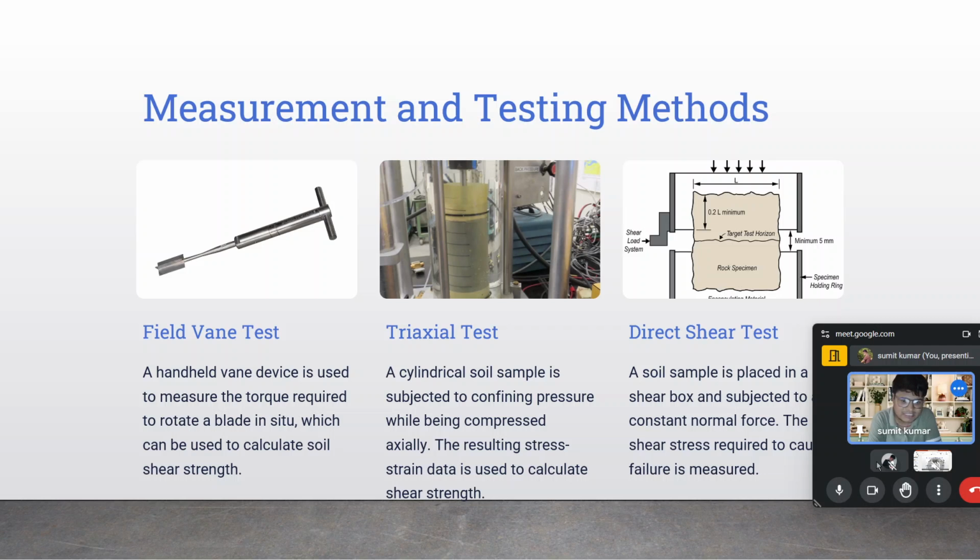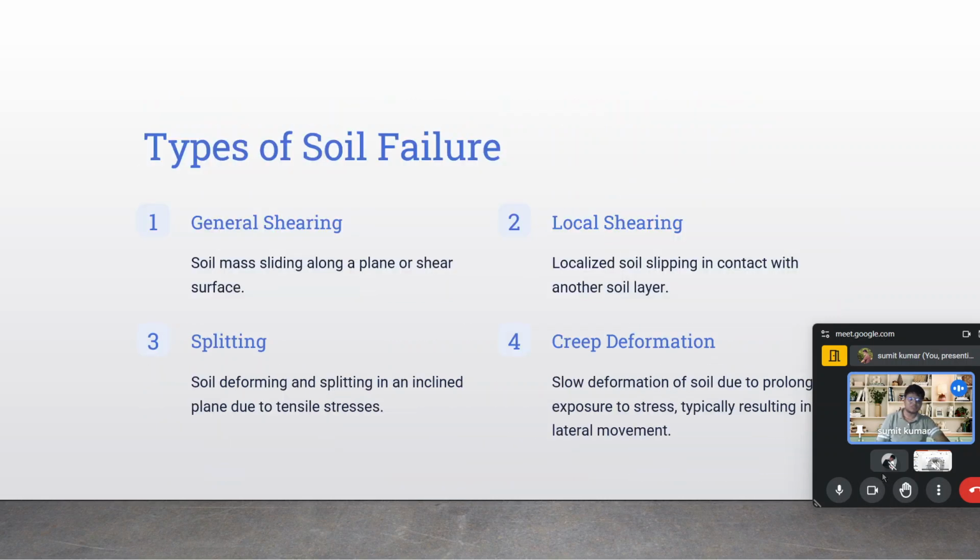Similarly, for the direct shear test, a soil sample is placed in a shear box and subjected to a constant normal force, and the shear stress required to cause failure is measured. We have discussed these terms earlier as well at one point of time, so I think these things will never be a problem.